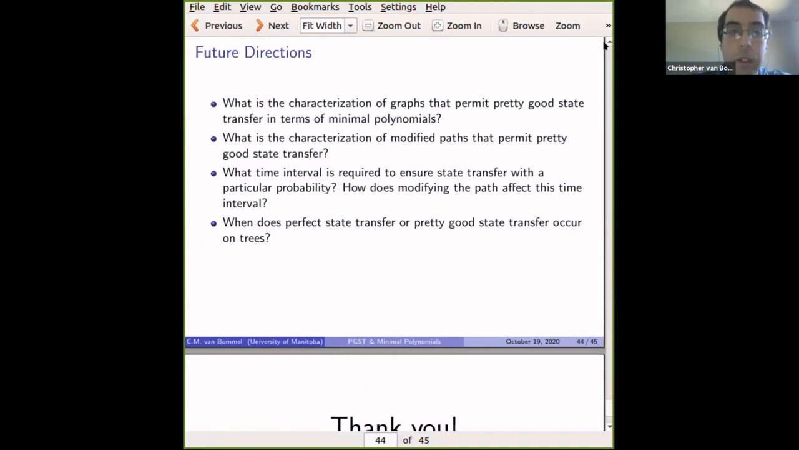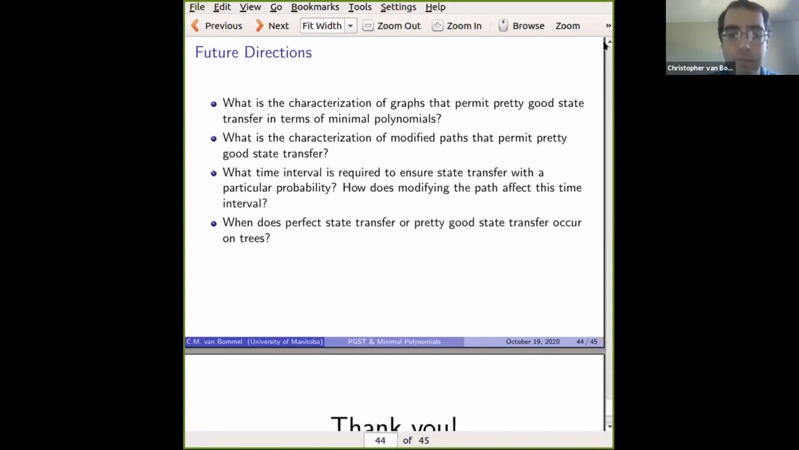So just thinking about where this is going, hoping to have a full characterization in terms of the minimal polynomials for when pretty good state transfer can be achieved. There's still some missing cases there. That'll hopefully help with the characterization of these modified paths, since there's still several cases that haven't been considered there.